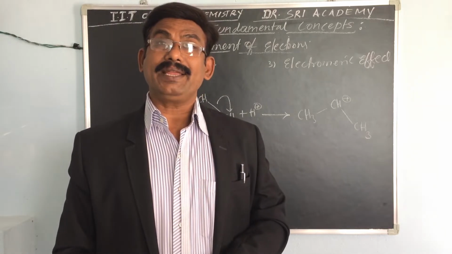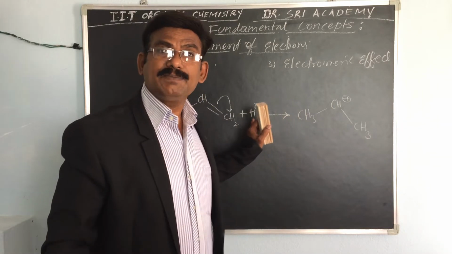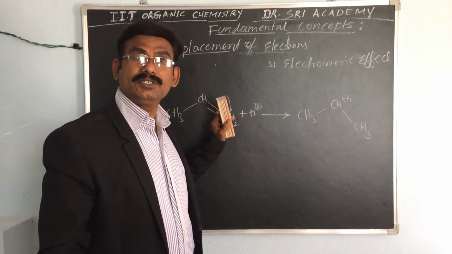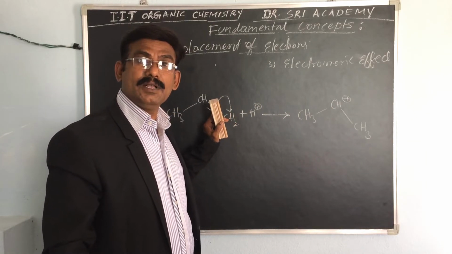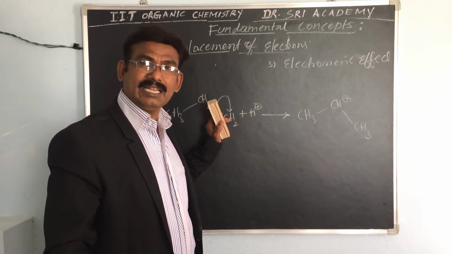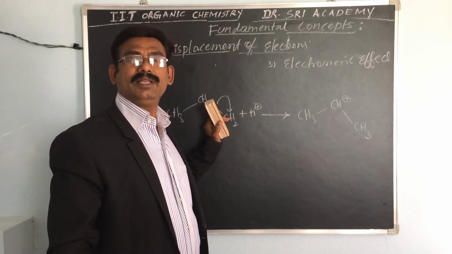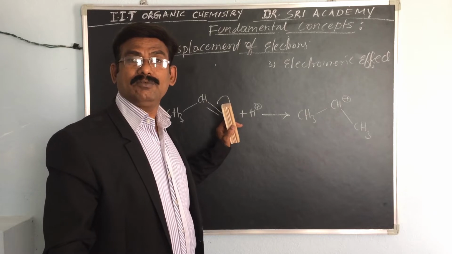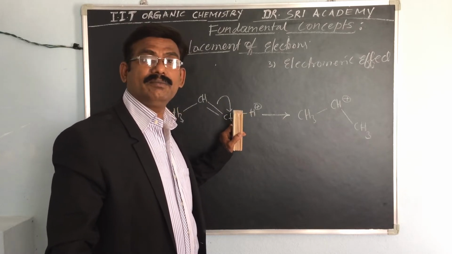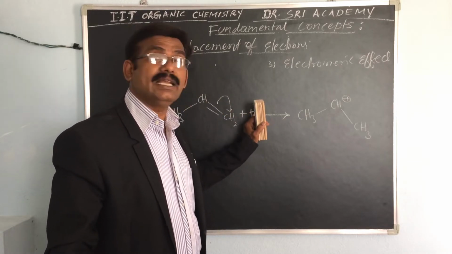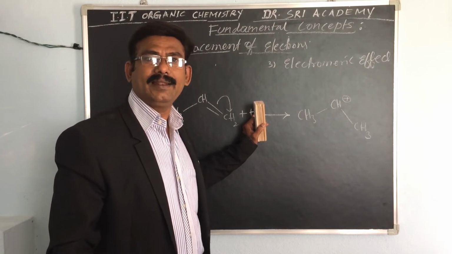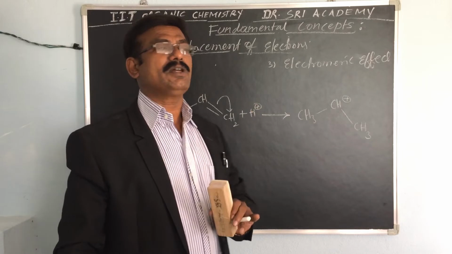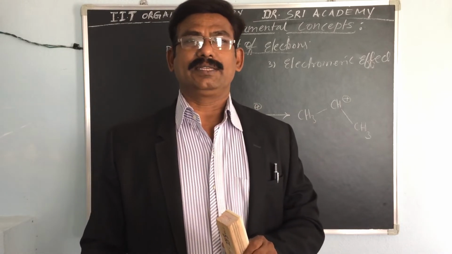What is the electromagnetic effect? The complete transfer of the shared pair of pi electrons of a multiple bond, whether a double bond or a triple bond, to one of the carbon atoms, meaning this side, in the presence of a reagent, that is hydrochloric acid or H plus ion reagent. Okay, so this is about the electromagnetic effect.